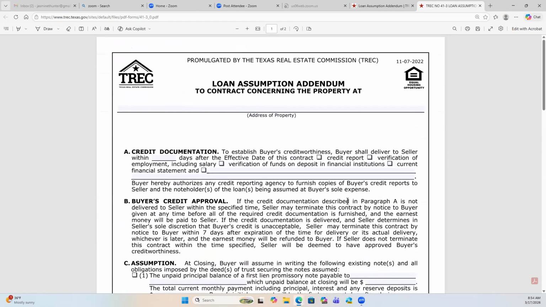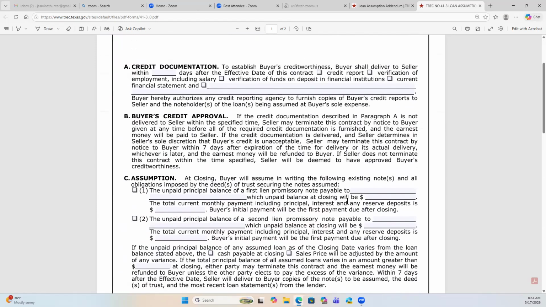But again, if you're assuming the loan, all the details of that loan assumption either can come from the MLS if that listing agent went ahead and put those details on there, or you can call that mortgager yourself and you can ask them, what are the details, because we're trying to do a loan assumption.